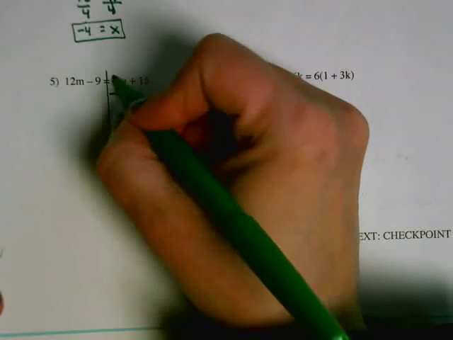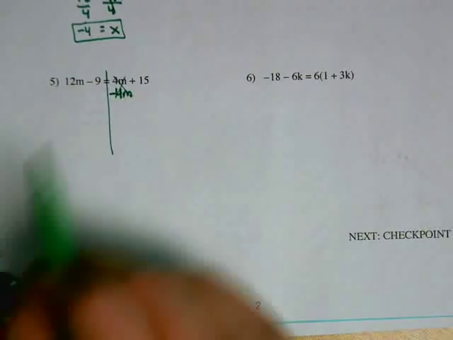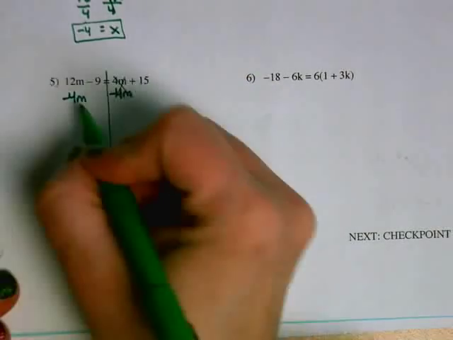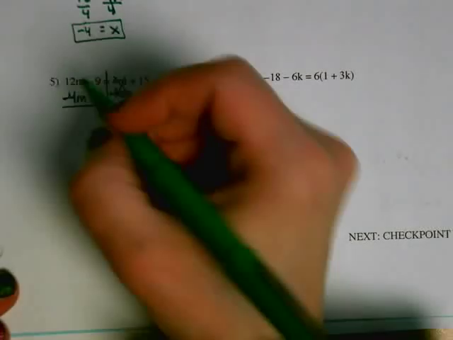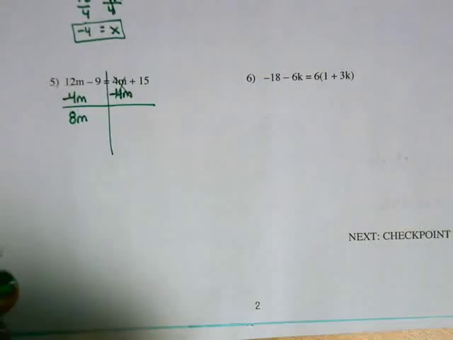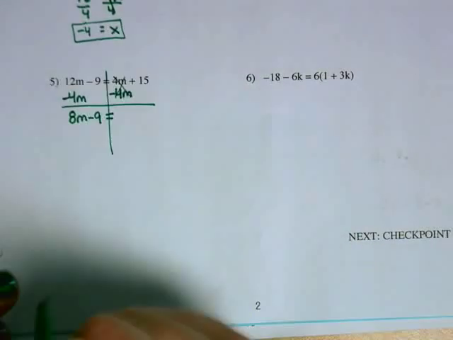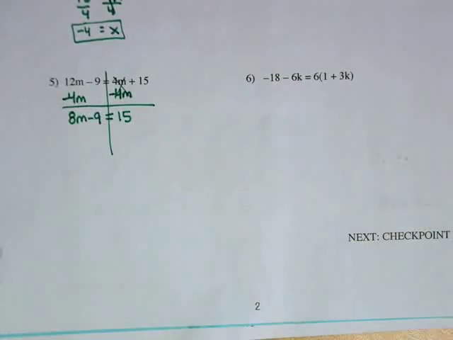4m minus 4m is going to take it down to 0 m's. That's what I wanted. I didn't want any m's on that side. But whatever I do to one side, I need to do to the other. So let's see what we have remaining over here. 12m minus 4m is 8m's, and I still have this minus 9. Bring down my equal sign, and everything that's gone over here except for the 15. So there's my two-step equation now.